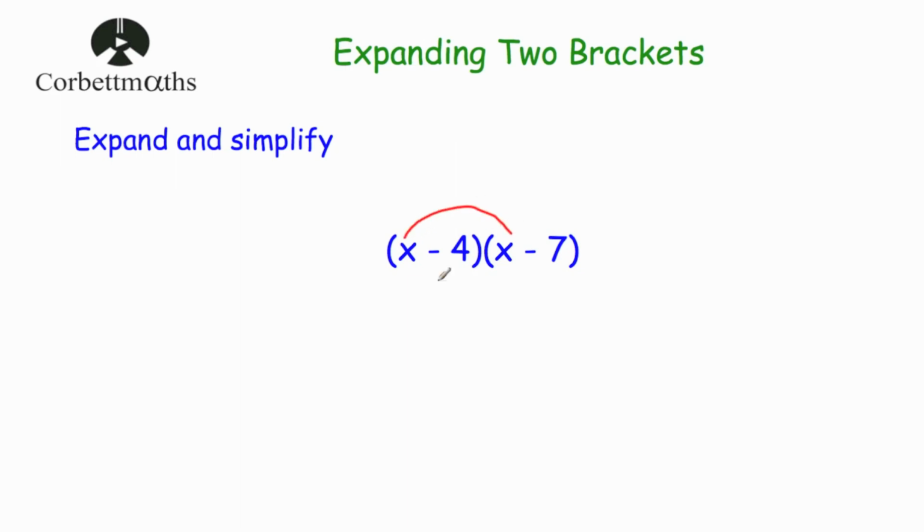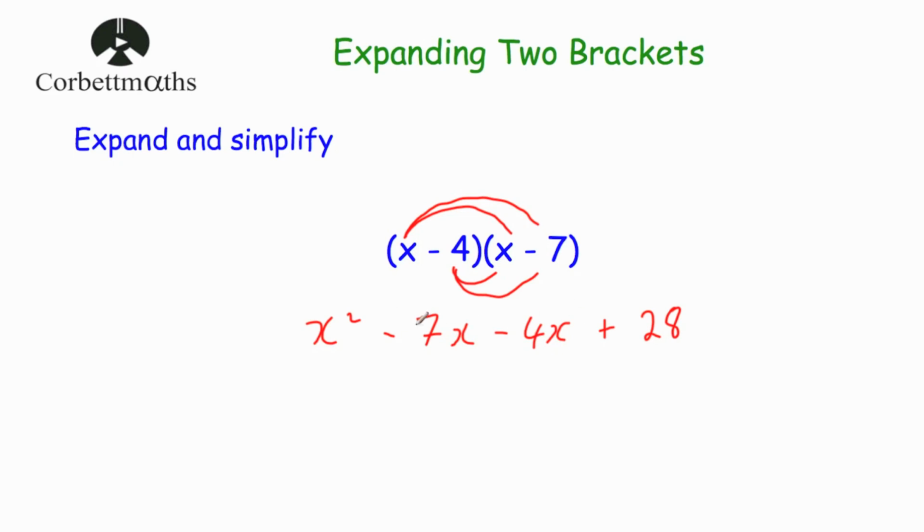So x times x is x squared. Then we've got x times minus 7, putting them together will be minus 7x. So we multiply both of these terms by x. Now let's multiply both of these terms by minus 4. So minus 4 times x, putting them together, would be minus 4x. And then finally, we've got minus 4 times minus 7. Well, negative times a negative is a positive, so plus, and 4 times 7 is 28.